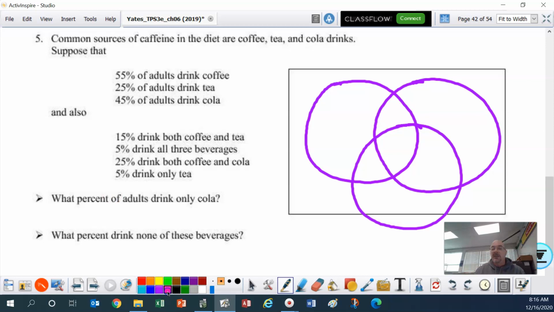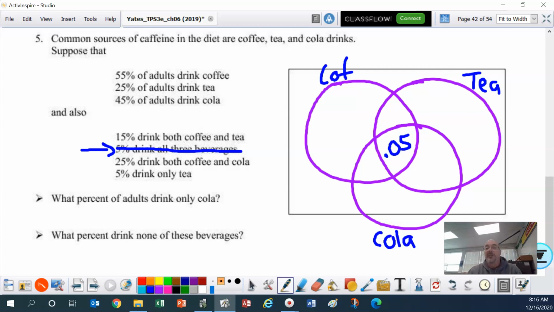Always remember we have to start in the middle. Oh, and I need to label these. I'm going to label this coffee, this tea, and this cola or pop. All right, always starting in the middle. When I read through this list, I see this one right here: 5% drink all 3 beverages. Check. That one's done.